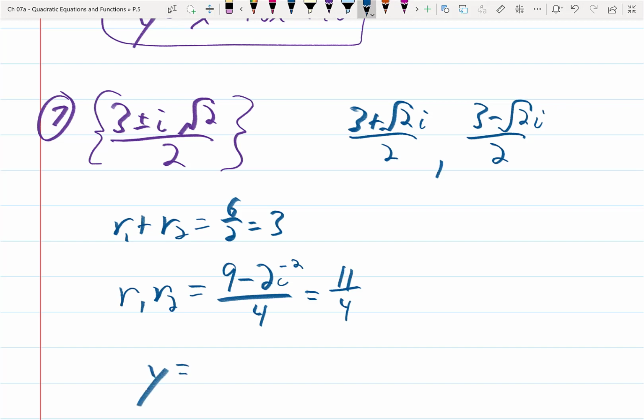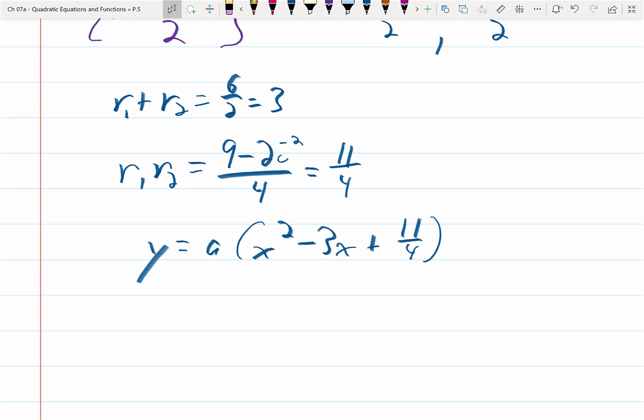So then I get y is equal to a, x squared minus the sum of the roots times x, plus the product. I get to pick whatever a value I want. 4. And I get y is equal to 4x squared minus 12x plus 11.